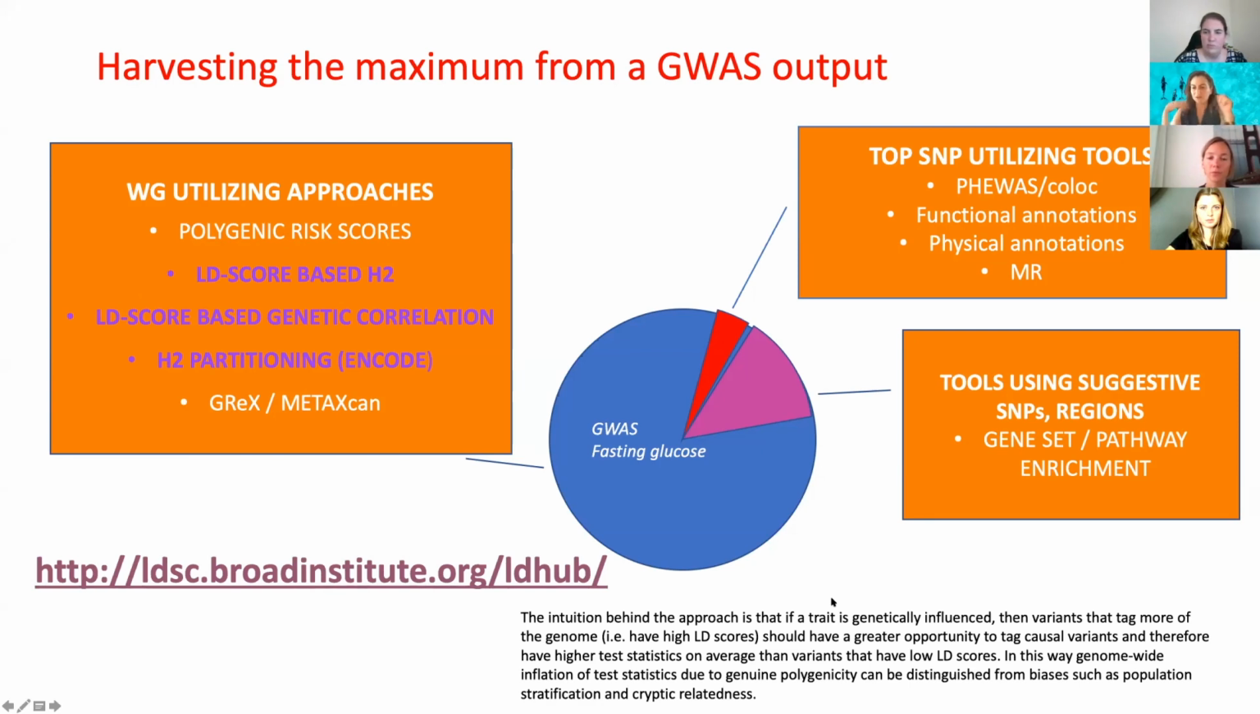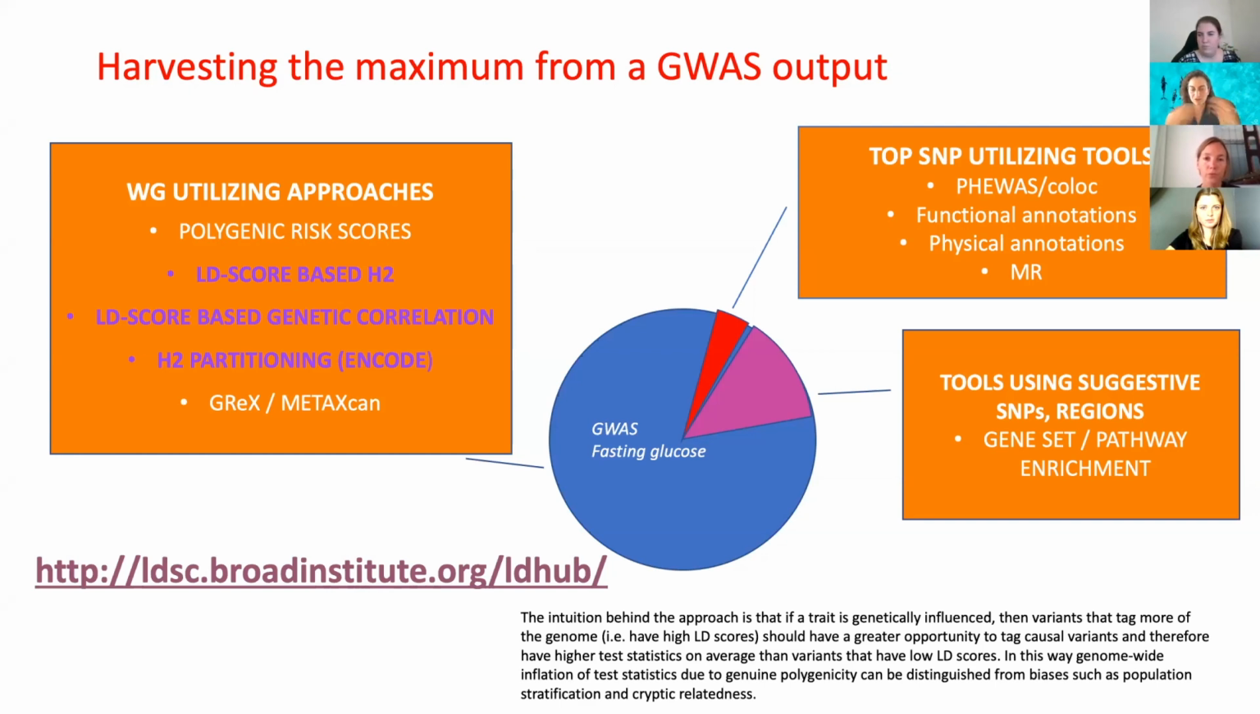If a trait is genetically influenced, then variants that tag more of the genome, which would have high LD scores, should have a greater opportunity to tag causal variants and therefore have higher test statistics on average than variants that have low LD scores. It's a bit of a complicated way of thinking, but it works very well. In this way, you can discriminate from genome-wide inflation.